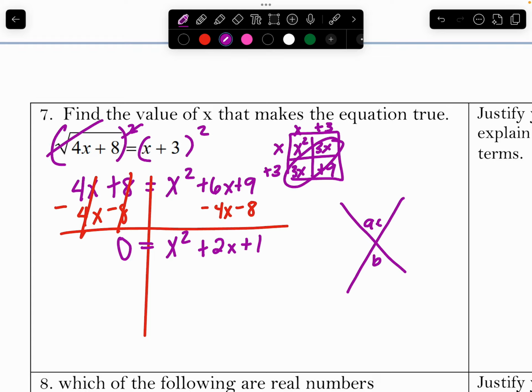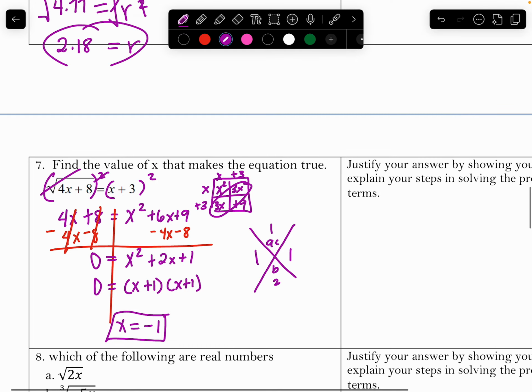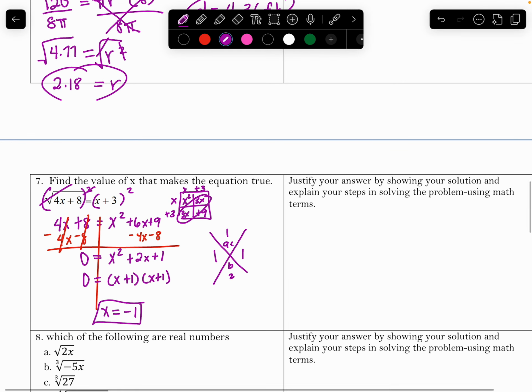8 times c on the top, b in the bottom. This is 1. This is 2, so the obvious one would be 1 and 1. You multiply the top, add in the bottom. So we get x plus 1, x plus 1. Therefore, x equals negative 1. Multiplicity of 2 is what we would call it. Remember, it would bounce off of this point on a graph. So we do have to check our work here, whether it's extraneous or not.